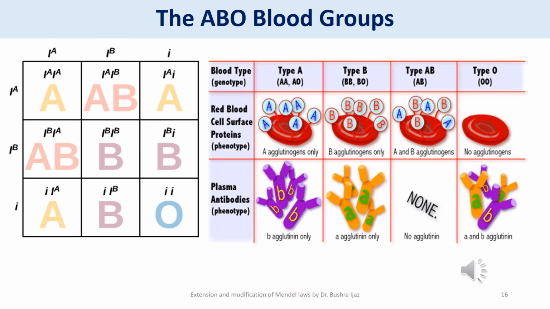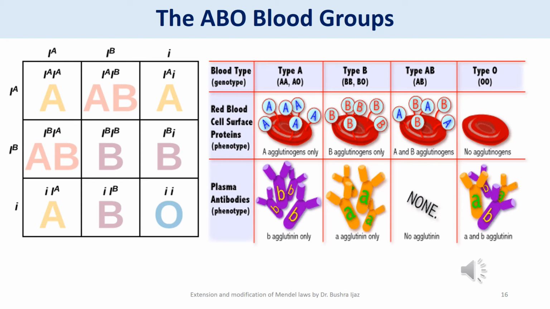A very good example of multiple alleles in humans is the ABO blood group. The simplest case of multiple alleles occurs when three alternative alleles of one gene exist. This situation is illustrated in the inheritance of ABO blood groups in humans, which was discovered by Karl Landsteiner in the early 1900s.